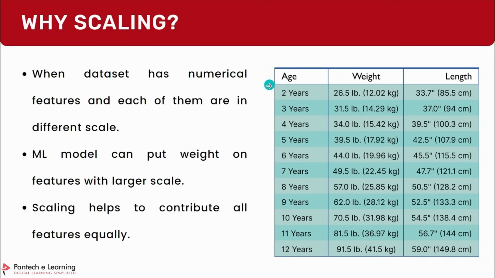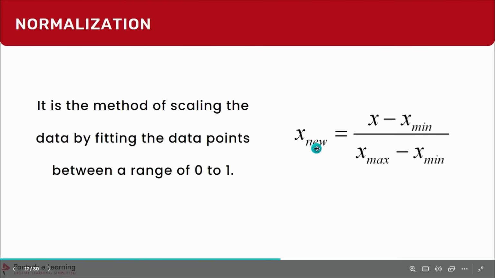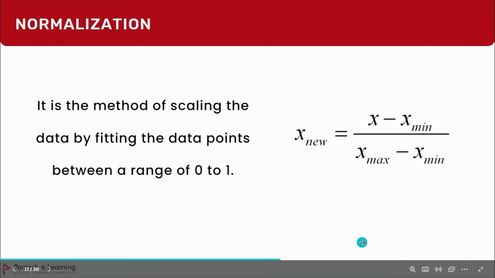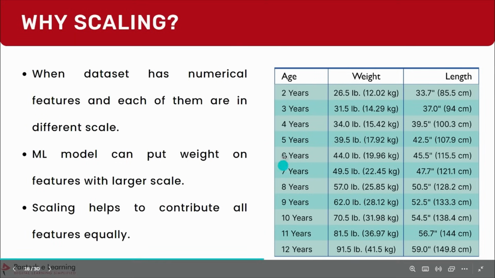So consider this, we'll do it on our own. Talking about the age column, what is the minimum value? Which is 2. What is the maximum value? Which is 12. So now what I am doing is, the new value of x is going to be the value of x minus the minimum value of that column, divided by the maximum value of that column minus the minimum value of that column. See here, for example, if I want to replace the value of 4, if I want to scale it, it will do this for all the places, right?